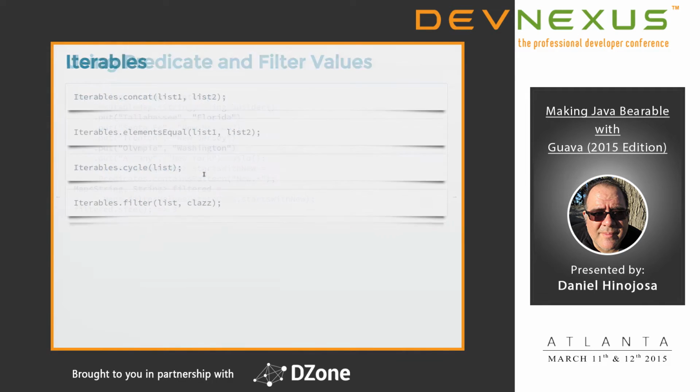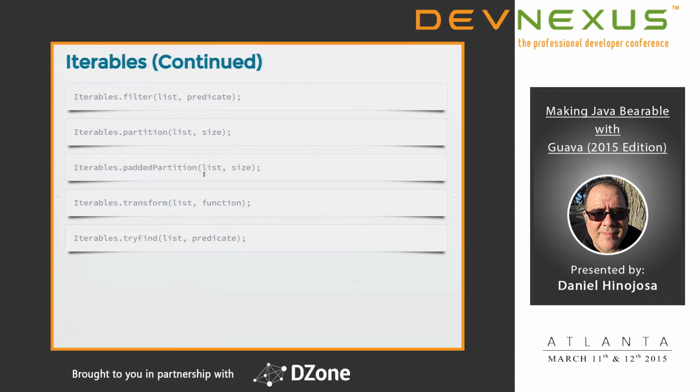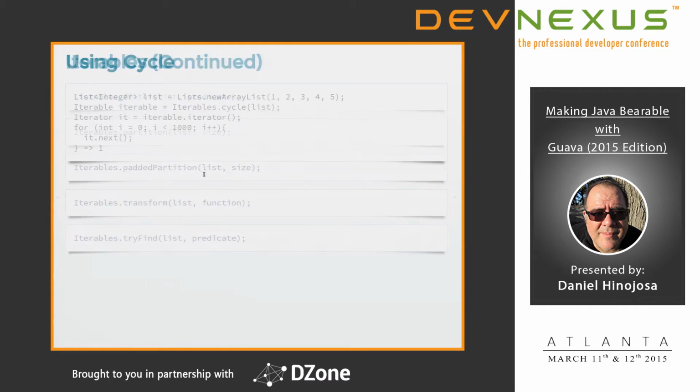Thank you, everybody. All right, iterables. So anything that I can extract an iterator out of, I can concatenate. I can ask whether they're equal. I could cycle through it, kind of an interesting one. And I could filter by class. Using these iterables, again, I could filter, partition, transform. I could try to find something based on a predicate.